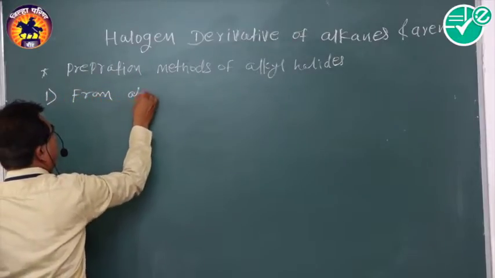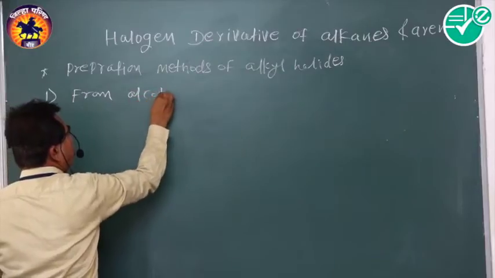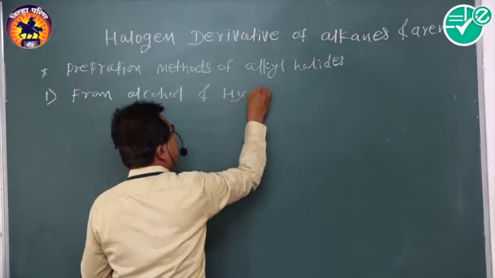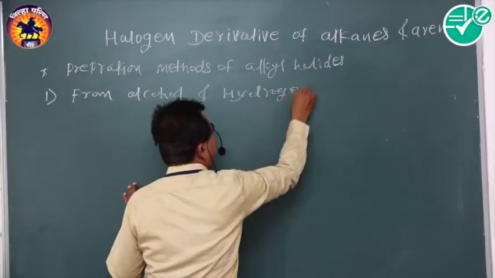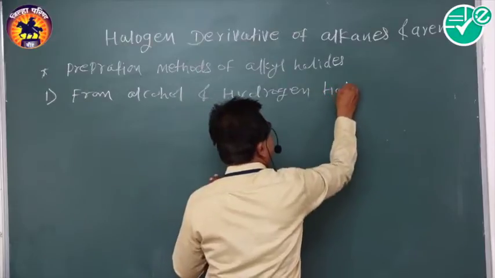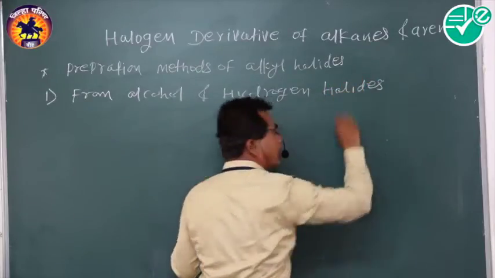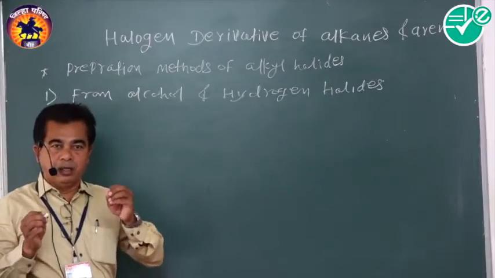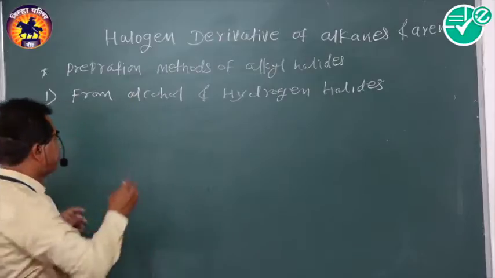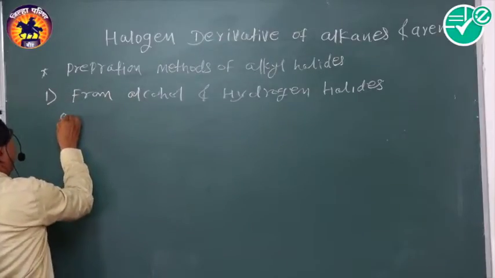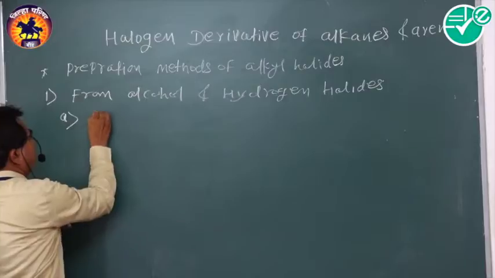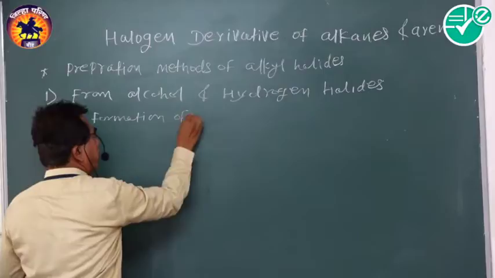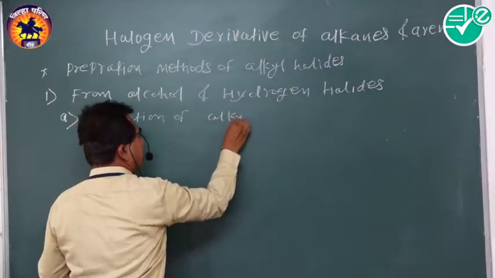From alcohols and hydrogen halides. Firstly, we prepare the chlorides. Formation of alkyl chlorides.